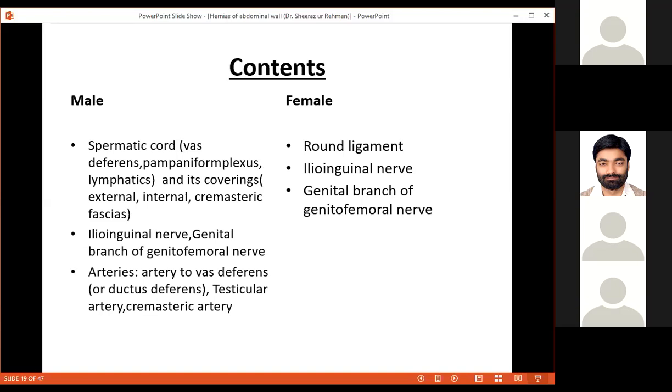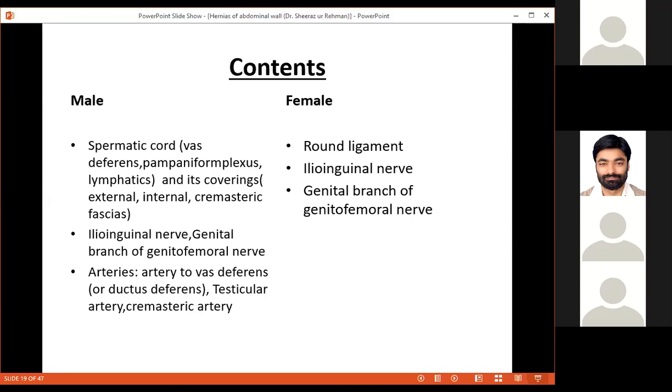In male and female, by virtue of their gender, you could have different contents within the hernia, because most of the hernias we are talking about are in the inguinal region. So it would tend to take with it the organs related to the genitals. In male, you would have spermatic cord with all its content, and ilioinguinal nerve, genital branch of the genitofemoral nerve, and arteries to vas deferens. The testicular artery, cremasteric artery might be compromised whenever you have an inguinal hernia.